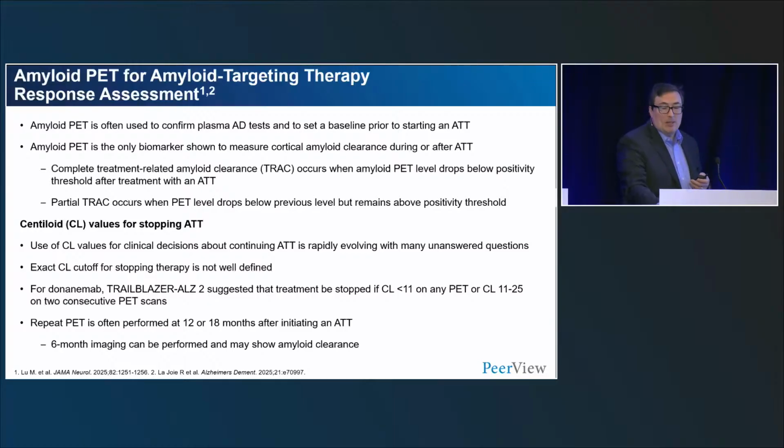And you'll often, in some cases, see partial clearance, particularly if you're doing earlier time points after starting, like 6 or 12 months, where the amyloid level has dropped, but it remains above the positivity threshold. What cutoff to use, I don't think is entirely clear, and I think we'll have more information about this in the future. We use approximately 20. If you look at the Trailblazer data, if you're below 11 or have below 25 on 2 consecutive scans, that was considered sufficient to clear. Often we do the repeat at 12 to 18 months, but particularly for people with low amyloid getting donanemab, we have been doing some at 6 months and have seen complete clearance.